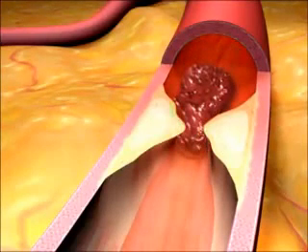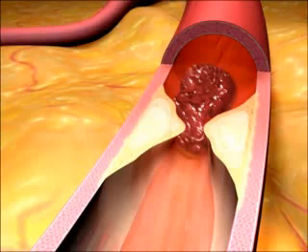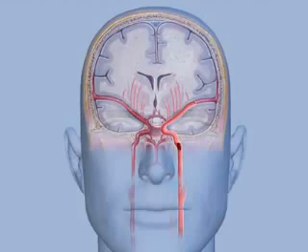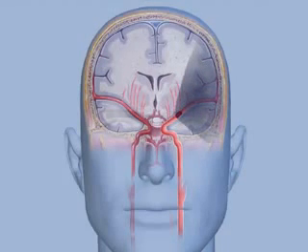A large thrombus can cause an occlusion, or it may break loose to become an embolism and form blockages elsewhere. When blockage occurs, tissues may die, and in certain cases, this can be fatal.